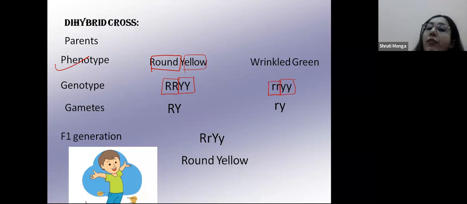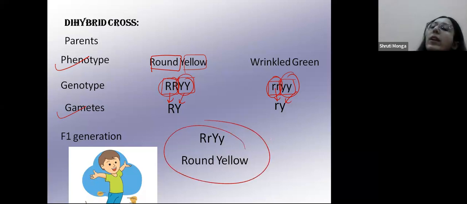Now, if we follow the law of segregation, then at the time of gamete formation, what will happen? The pair of characters will segregate. So from 2 R's, 1 R is coming. From 2 Y's, 1 Y is coming. From 2 small r, 1 small r. From 2 small y, 1 small y. Right? So then the F1 generation which was obtained was round and yellow. That is, all the seeds were round and yellow in color, round and yellow being the dominant trait and wrinkled and green being the recessive trait.